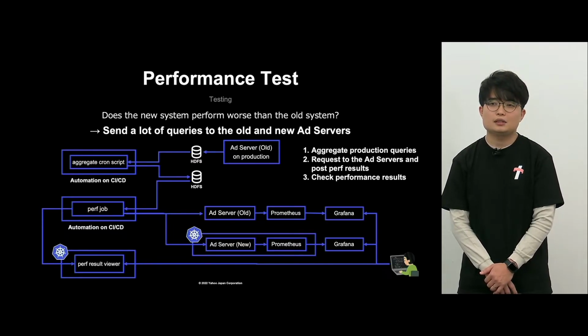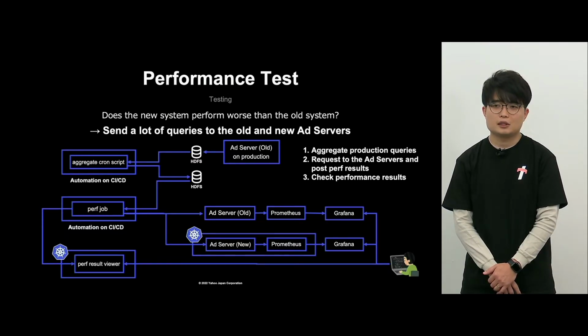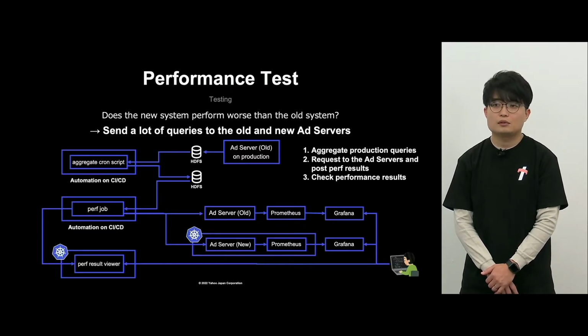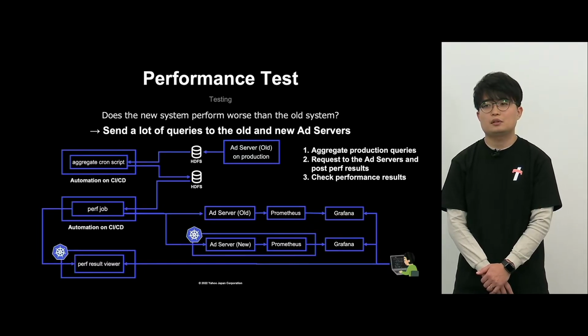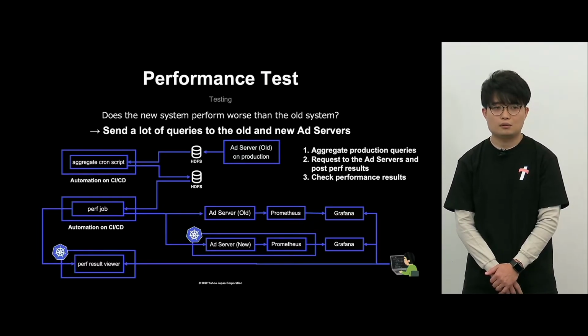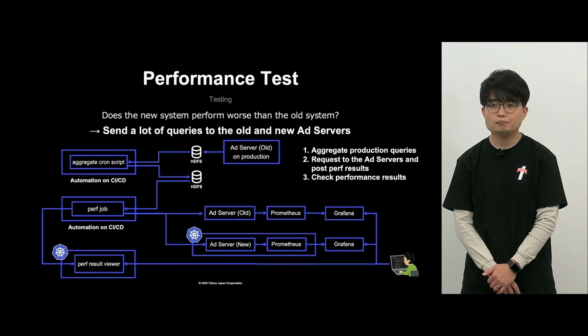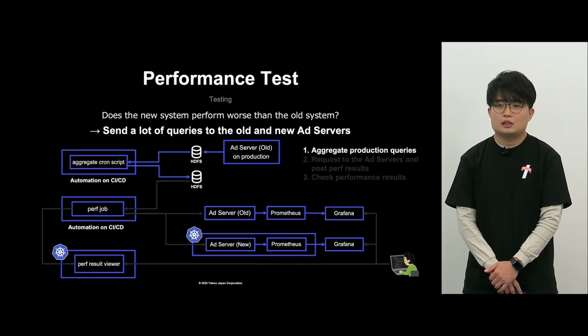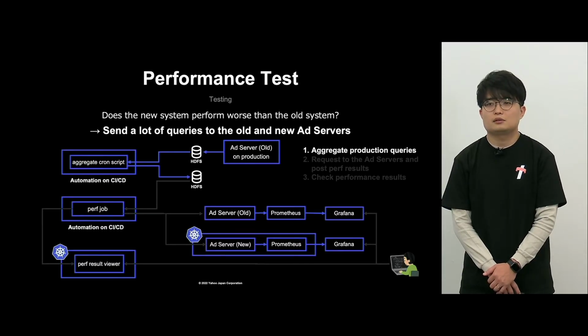With performance test, we use CI/CD job to run the script. From the left, we have aggregate cron script, which is to collect queries for the test. Perf job will give load to the ad server, and perf result viewer stores the result of the test. Let me explain the system diagram.